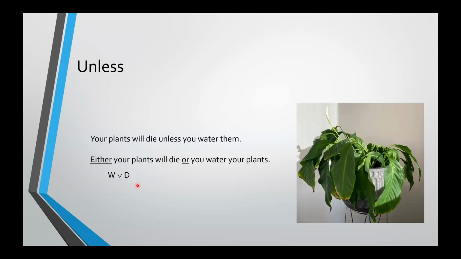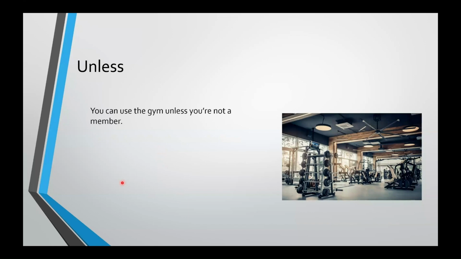This is the preferred way of symbolizing unless: to do it as or. It's simpler that way. It's less intuitive though; people generally find the previous way of doing it more intuitive. It gets complicated when you have a sentence where one of the components of the unless is itself negated.